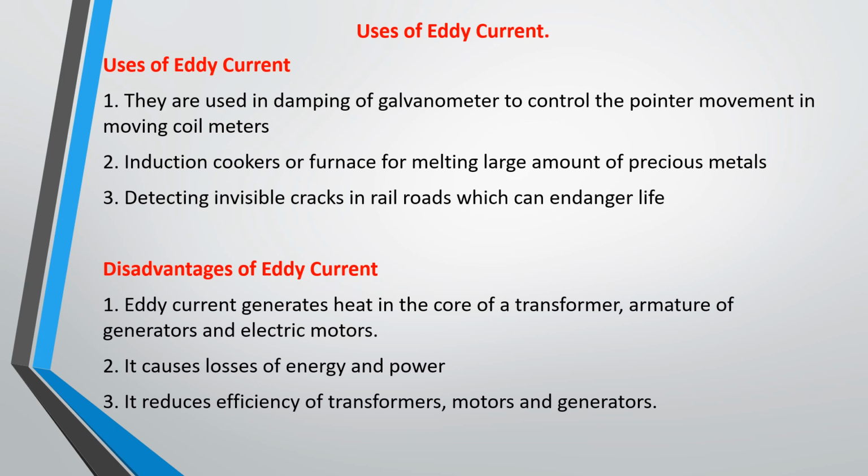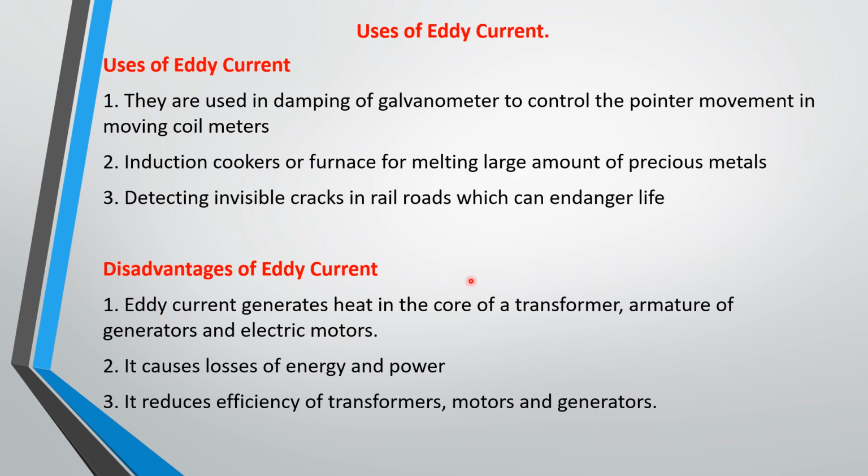Okay, some uses of eddy current. One, they are used in damping of galvanometers to control the pointer movement in a moving coil meter. So it is used to oppose the motion. Because of that, they use it in a galvanometer to control the movement of the pointer. They also use it in induction cookers or furnaces for melting large amounts of precious metals, and in detecting invisible cracks in railroads which can endanger life.